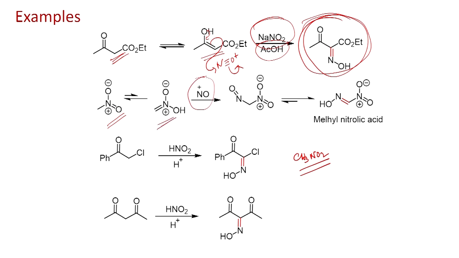Once you form this one, now this can undergo addition reaction and you will be able to form this intermediate. Once you form this one, this can isomerize, it can convert into this methyl nitrolic acid as a product. This example, as we have seen, this also can convert into enol.